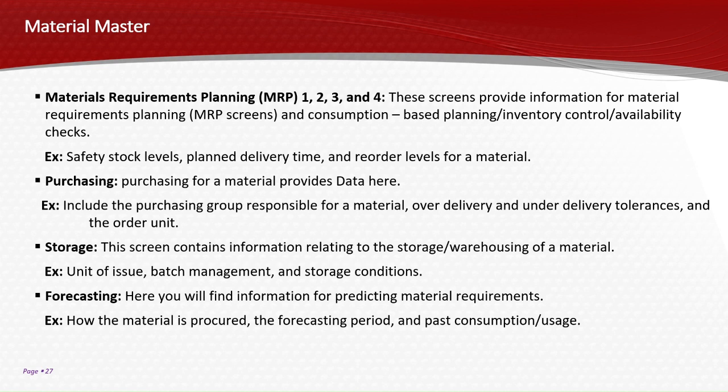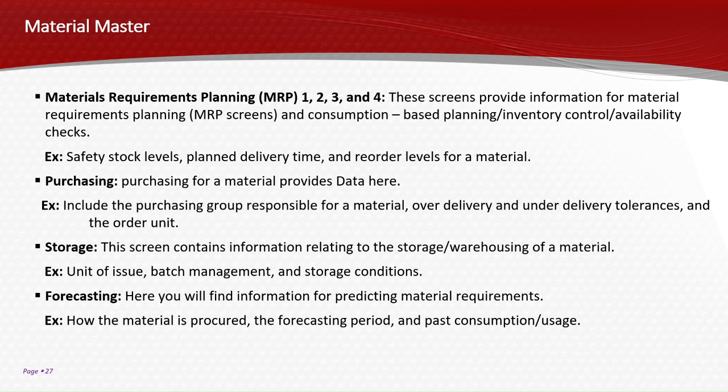There are 4 MRP views, like MRP 1, MRP 2, MRP 3, MRP 4. So this screen provides the information for material requirement planning and consumption. Based on planning, inventory control, and availability check, here you can maintain the safety stock level, planned delivery time, and reorder levels of the material. Next view is the purchasing view.